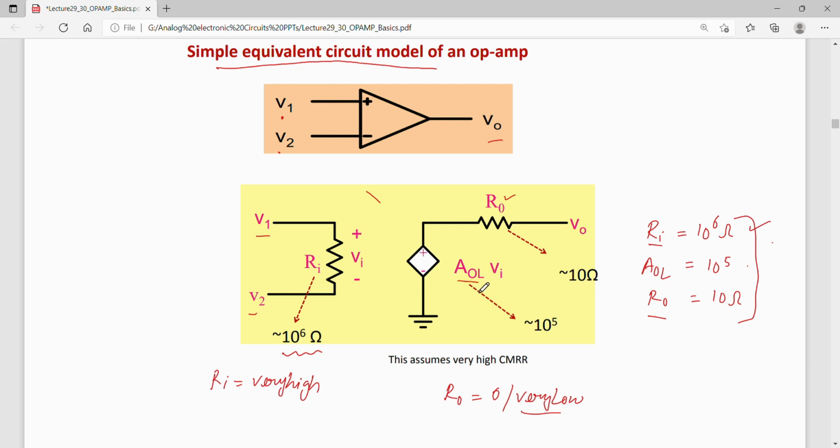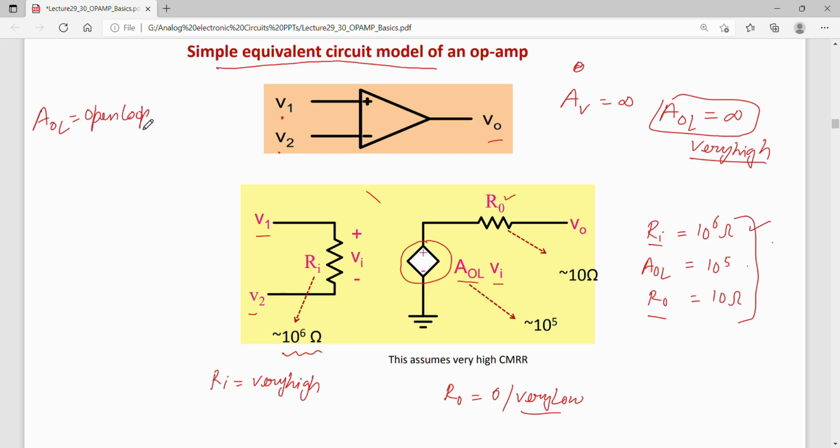Now at the output we have the open loop gain multiplied by the differential input. The gain of this op-amp that I have been saying should be infinite if it is an ideal op-amp. So I am concerned about the open loop gain, which should be infinite or very high. I'll write AOL as the open loop gain, and it should be very high.